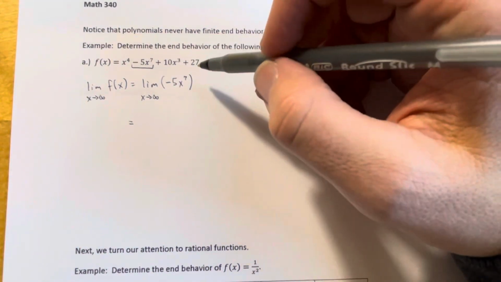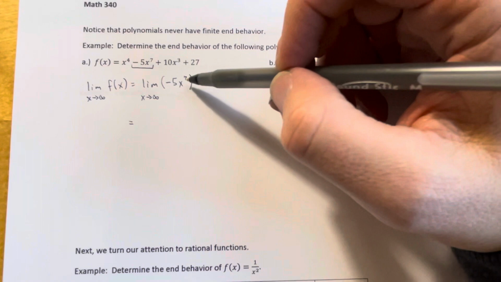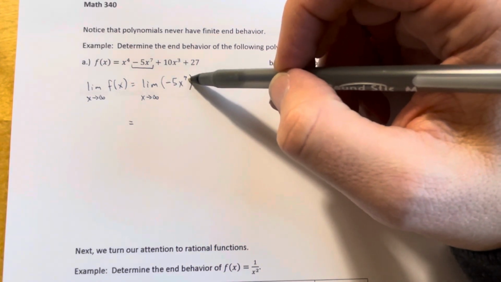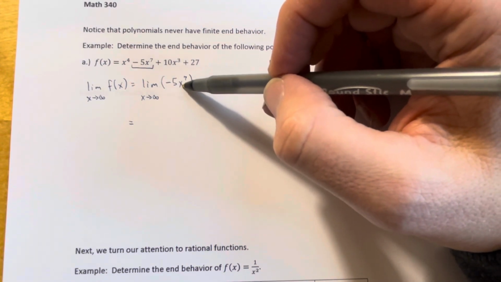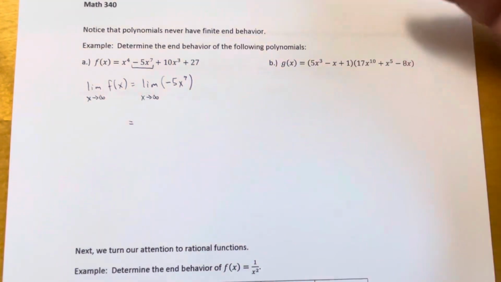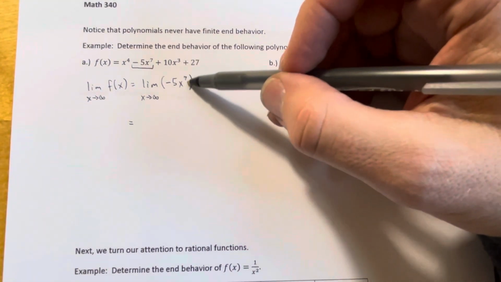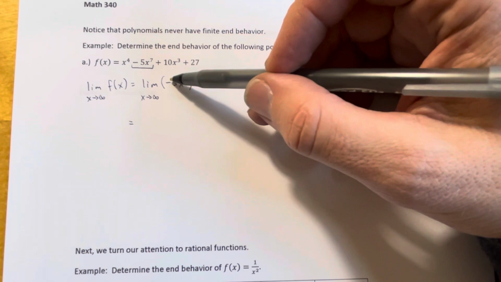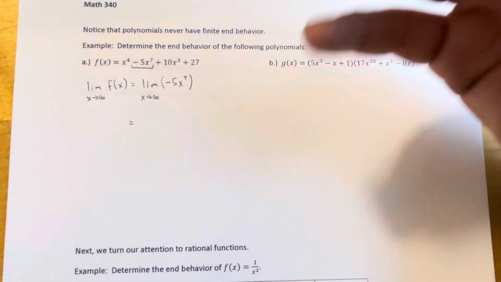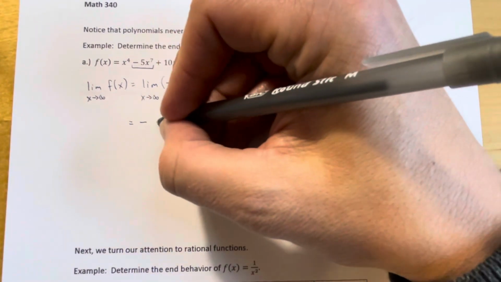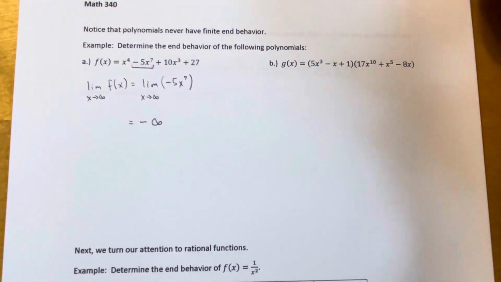But thinking through it logically, if I'm plugging large positive numbers into this, it doesn't matter what the degree of the polynomial is. X to that power will be a large positive number. But then I'm going to take that large positive number and multiply it by a negative 5, which will turn that into a negative number. That suggests that this will become negative infinity.